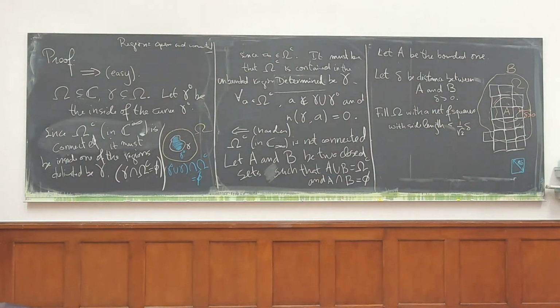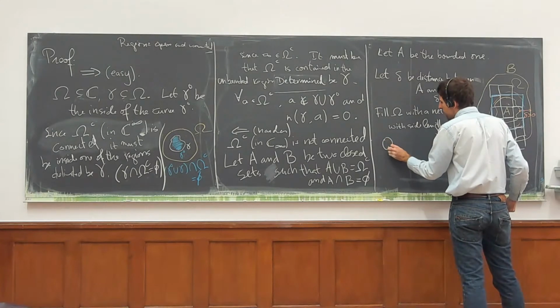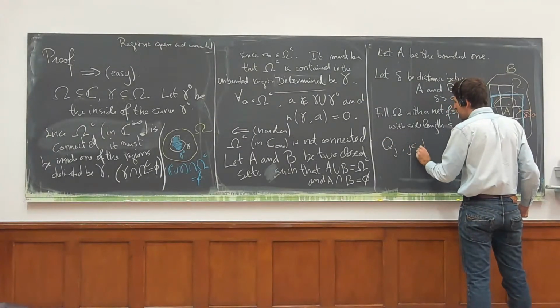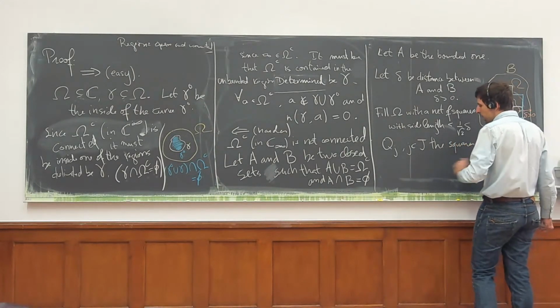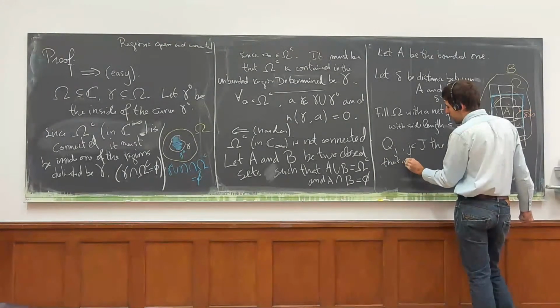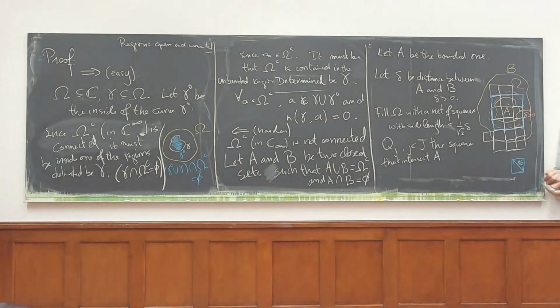Okay. So now I'm going to create, right? So now what is a natural way of creating the curve? I'm just going to create the curve that goes around, right, the sides around A. And this curve will for sure not touch B, right? So how do I create this, right? I say, I take Qj for j in some set J, the squares that intersect A.